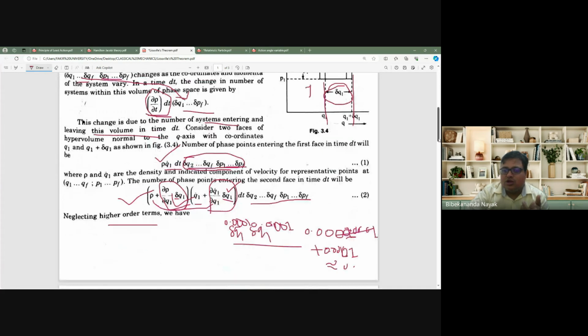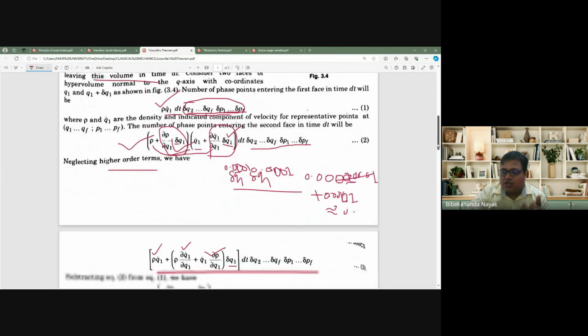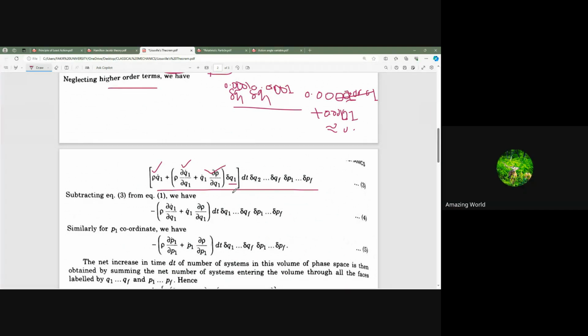Now multiply these two. There are four terms. One term is neglected due to delta q1 squared. Three terms remain in this equation: rho q1 dot, rho del q1 dot by del q1, and q1 dot del rho by del q1 into delta q1. Clear? Hello? Yes, sir, clear.